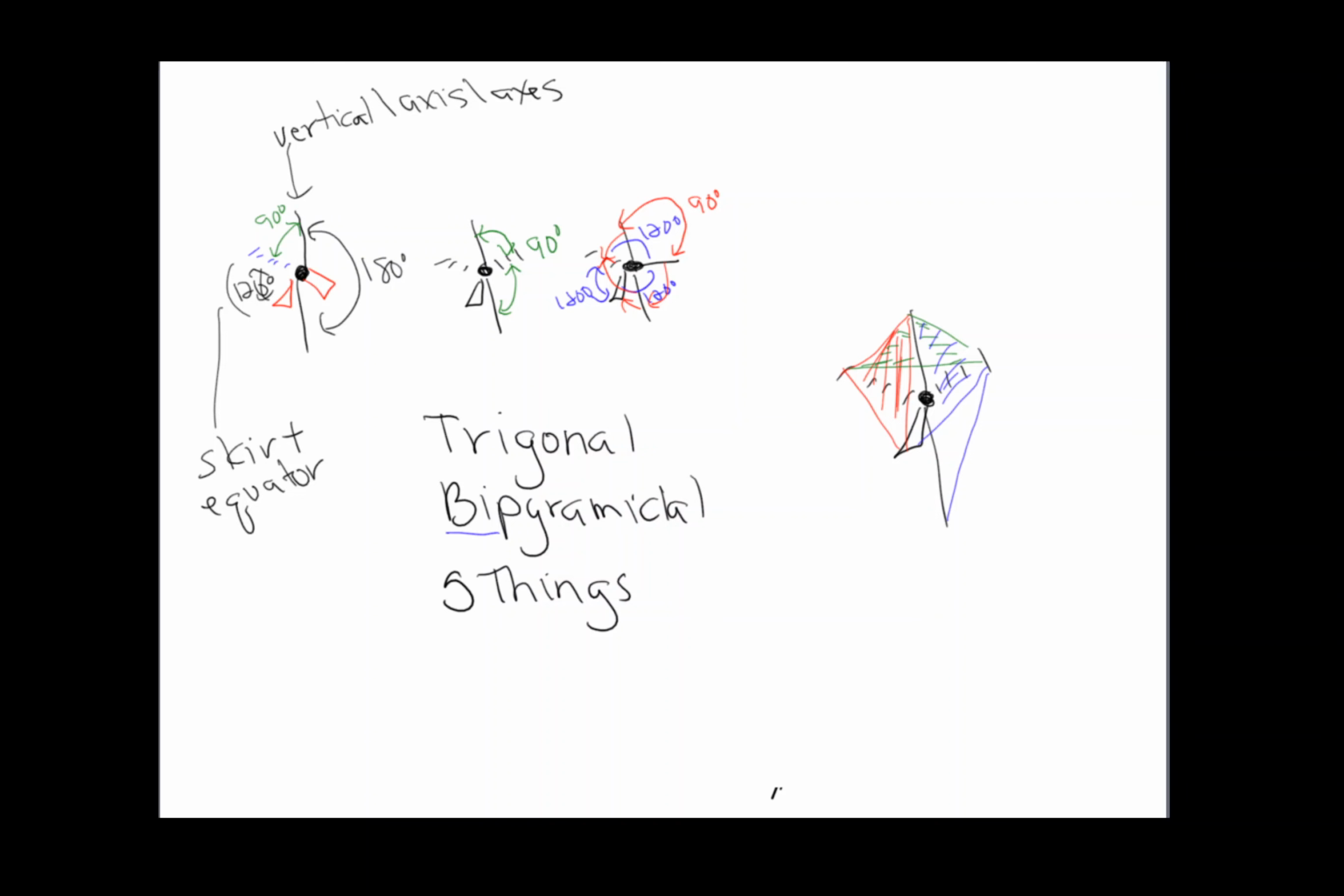So the bi stands for 2. The pyramid is the shape. And what, if you will, geometry is it in? It's a triangle. So it's a triangle pyramid, and there's 2 of them on top of each other. That's the name trigonal bipyramidal. And then, of course, there's those angles.